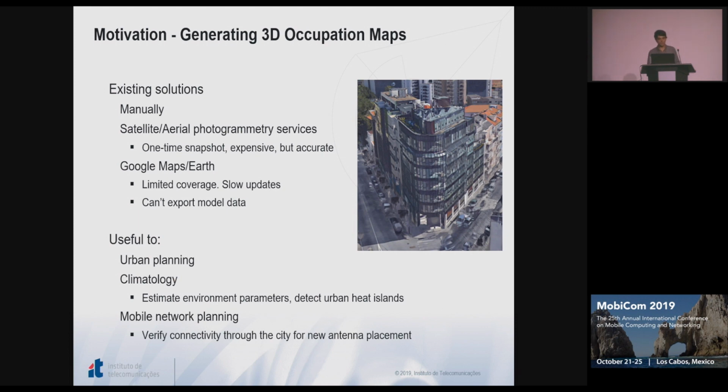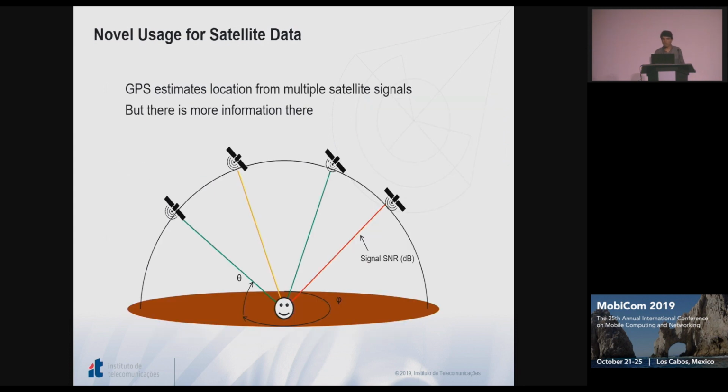Normally, these building models are useful to various fields, such as urban planning, climatology, or even mobile network planning. Our solution is based on the GPS system. This technology uses signals from satellites to estimate a user's location. But we also noticed that there's more information than what we first thought. Respectively, we also have access to the satellite's position on the sky and their received signal strength for each one of them.